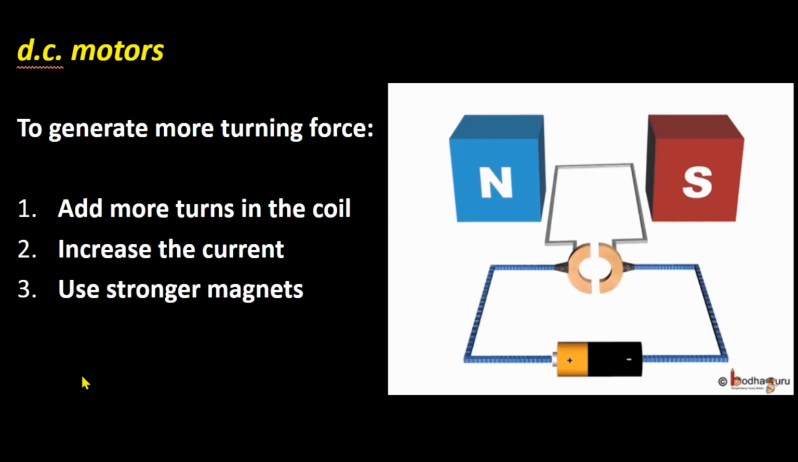What if you had to generate more turning force on a motor? What can you do? Well, one, you can add more turns to the coil. You can increase the current of the power source, or the battery in this case, or you can use stronger magnets, and that would allow the loop to turn faster.